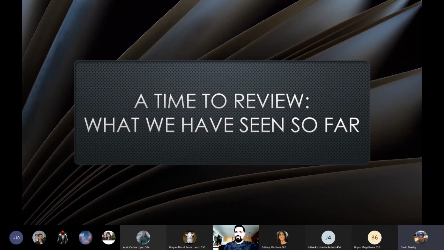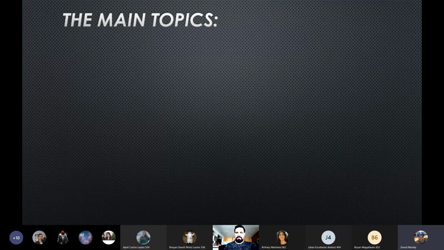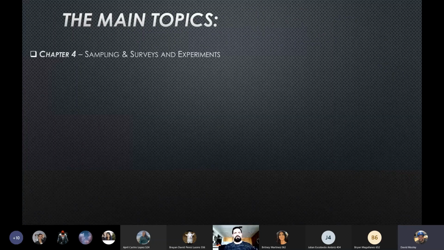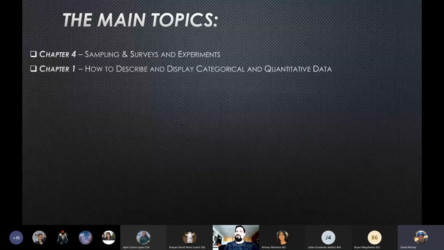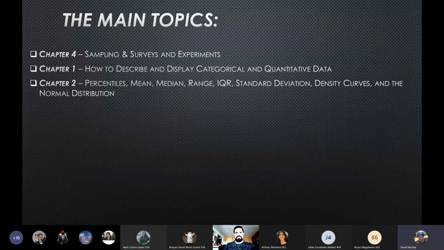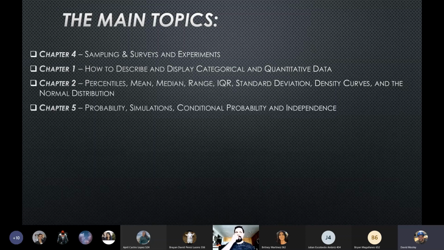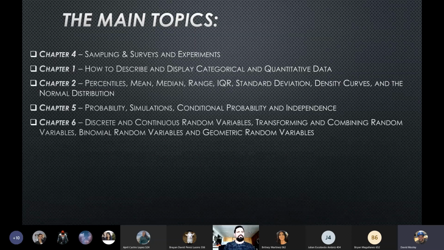So here we go. A time to review what we have seen so far. All right, we covered some main topics. Chapter 4, we did sampling and surveys and experiments. Chapter 1, how to describe and display categorical and quantitative data. Chapter 2 is percentiles, mean, median, range, IQR, standard deviation, density curves, and the normal distribution. Bunch of stuff in there. Chapter 5, we started working with probability, simulations, conditional probability, and independence.